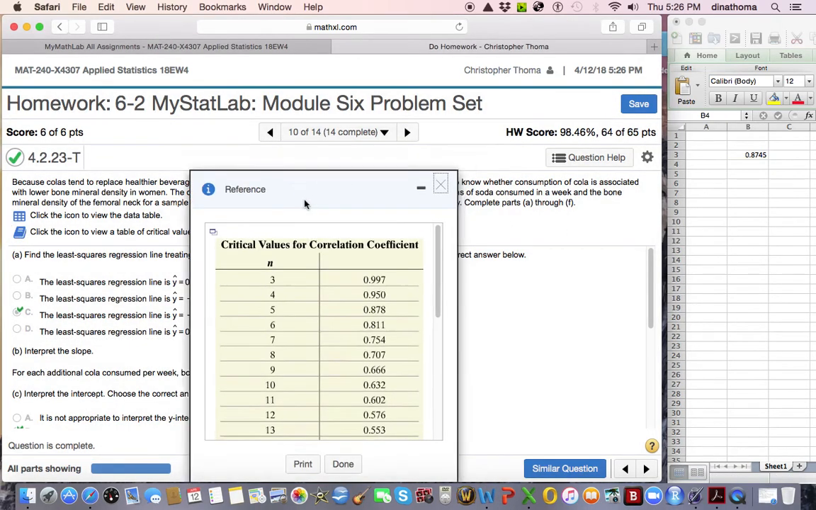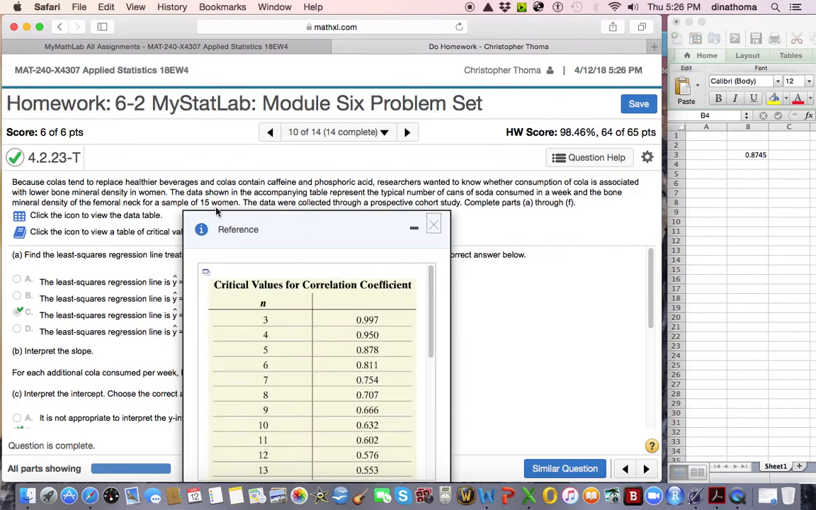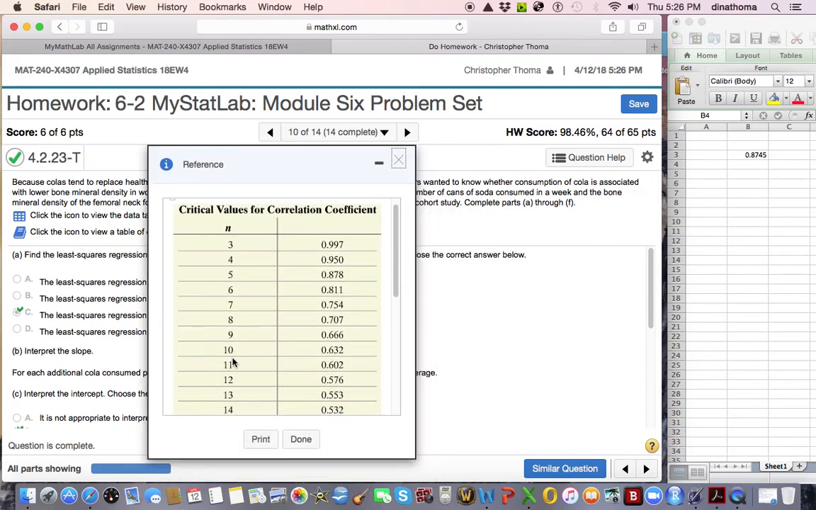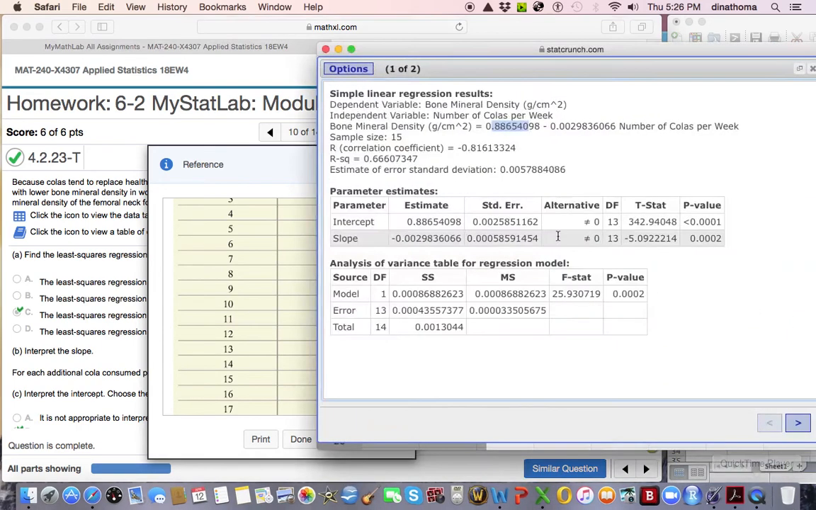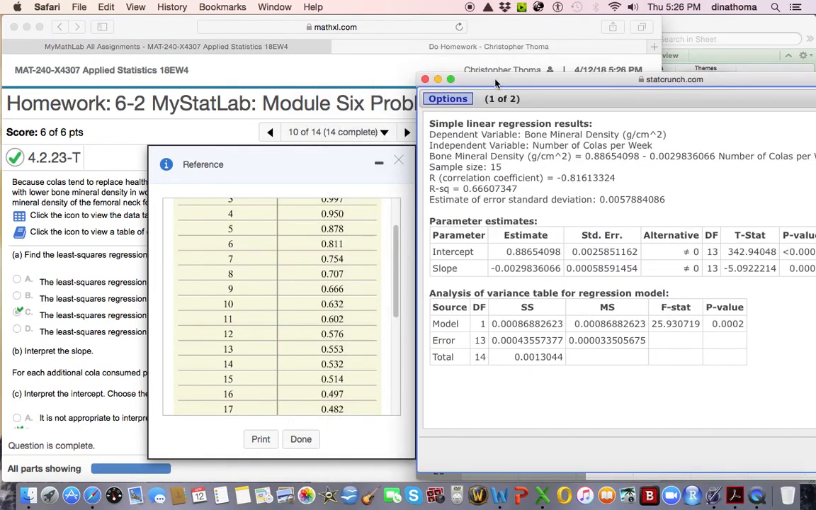We have a sample of 15 women. So I come down here to 15. I bring back up my output. I look at my R, which is negative. Remember, we have to look at the absolute value of it being positive. So we're going to compare it to positive 0.816. Positive 0.816 is greater than 0.514. Therefore, my model is good to make predictions.